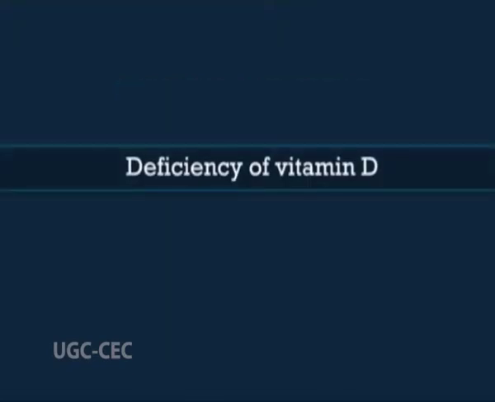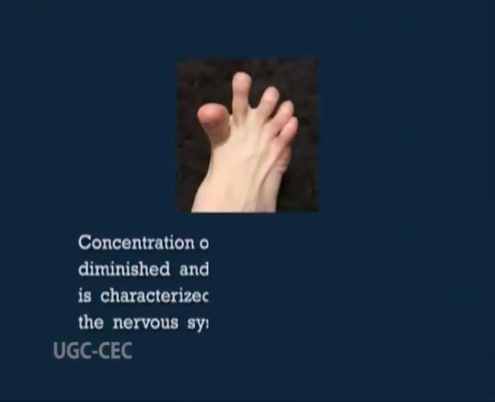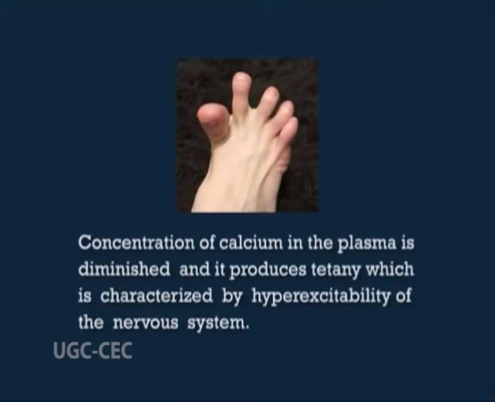Now, we'll see the deficiency of vitamin D. Deficiency of vitamin D results in poor absorption of calcium and phosphorus from the intestine and excess loss of them in the urine and feces. Concentration of calcium in the plasma is diminished and it produces tetany, which is characterized by hyperexcitability of the nervous system. This stimulates the parathyroid gland to decalcify bone calcium to raise the plasma calcium level.